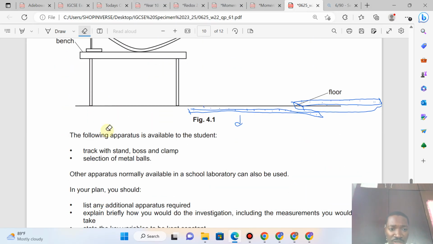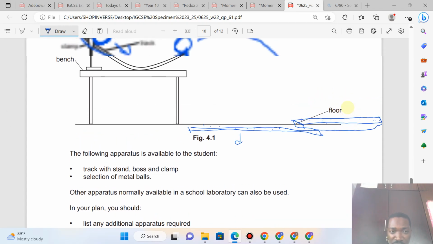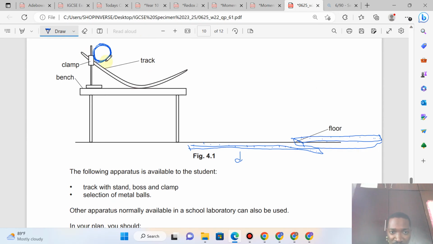The first question says, the following apparatus is available to the student. You have a track with sand, then balls and clamp. Okay, so you may have a track with sand. Instead of placing a sand tray here, the track itself, sorry, track with sand. So this is the track, this is the sand. This is the sand tray, please. Then this is the track itself. This is the track, this is sand.